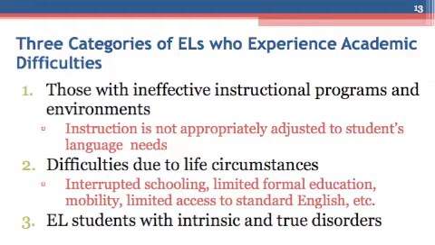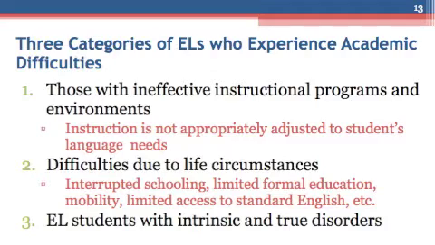Well, the next thing that we want to get to here is to look at English learners and 3 categories of students who experience academic difficulties. So there are, first of all, English learners who experience these difficulties only because of ineffective instructional programs and environments. And that's something we discussed a moment ago, that instruction that is not appropriately adjusted to their specific language needs may often be the core problem in their struggles.